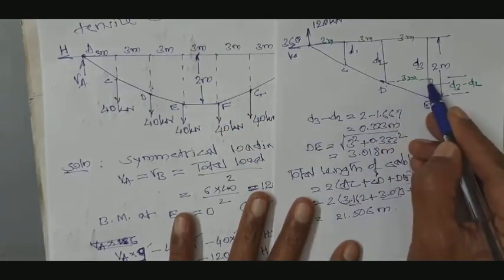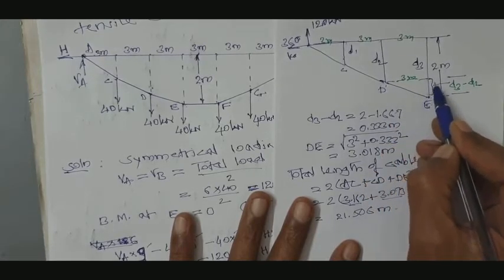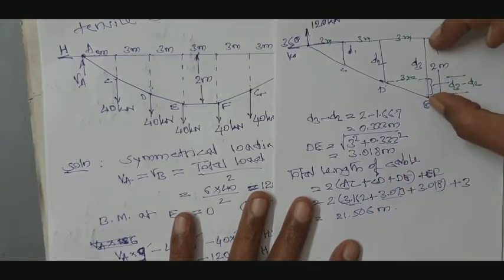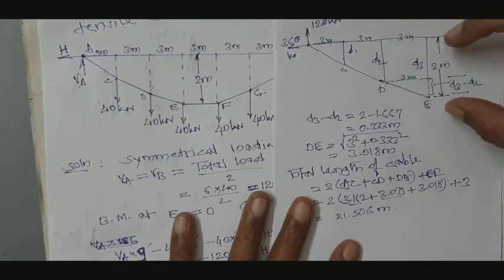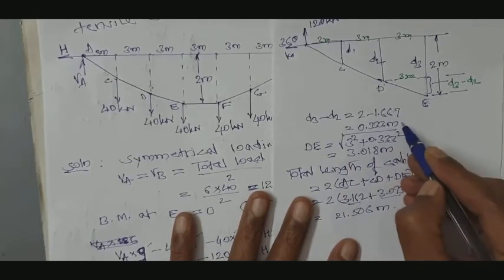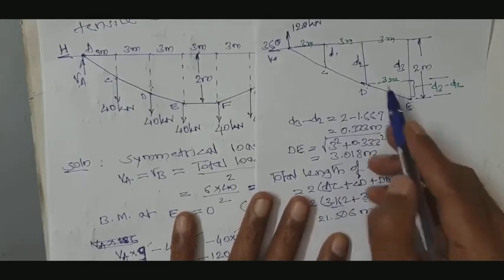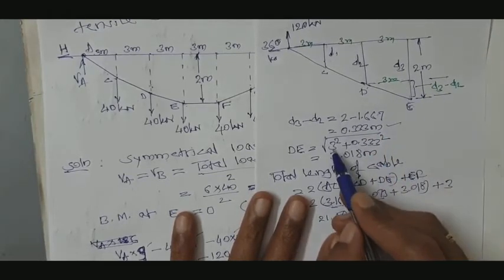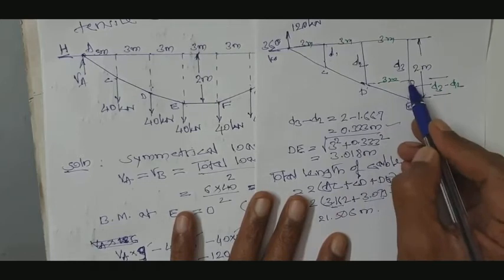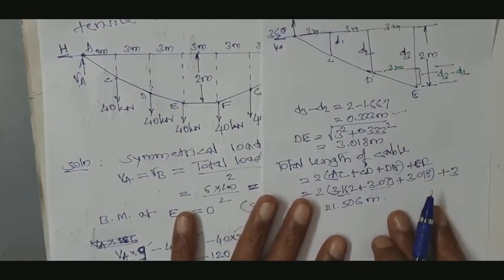So now if you form a triangle here like this, this is 3 meter, and we need to calculate the length DE. This is what now? This is D3 minus D2. D3 minus D2, that is 2 minus 1.667, is 0.33 meter. Then DE equals this square plus this square, root of that, that is 3 square plus 0.33 square, root of that, and you will get 3.018 meter.